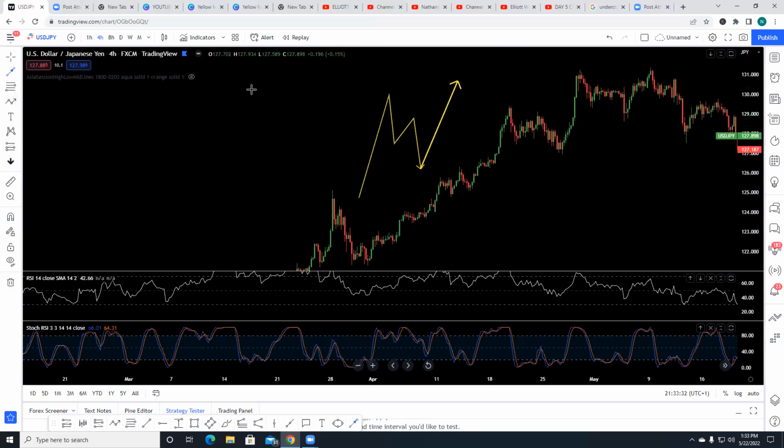Remember, in an uptrend market, you have an impulse here, and then you have a correction in the middle. Correction is going to go A, B, and C.